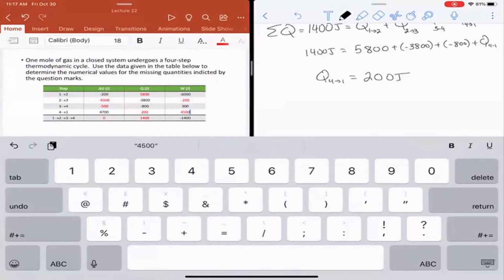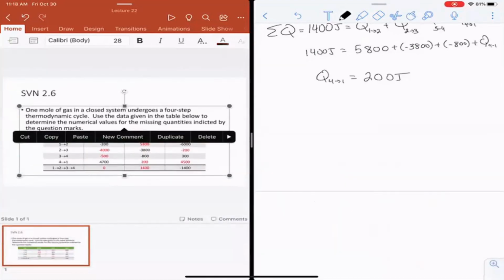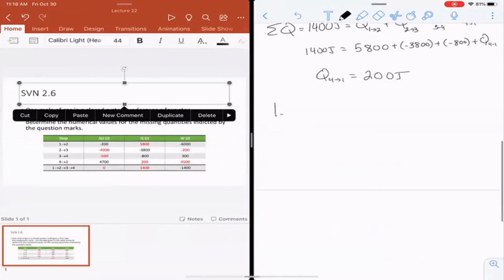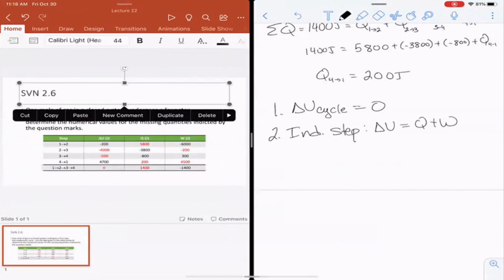And if you think about this preliminary analysis around this cycle, we've only used really two pieces of information to help us get there. Well, maybe we use three pieces of information. One, delta U for a cycle is equal to 0. Two, for any individual step, delta U is equal to Q plus W. And we're just saying that for every step, the first law is valid.